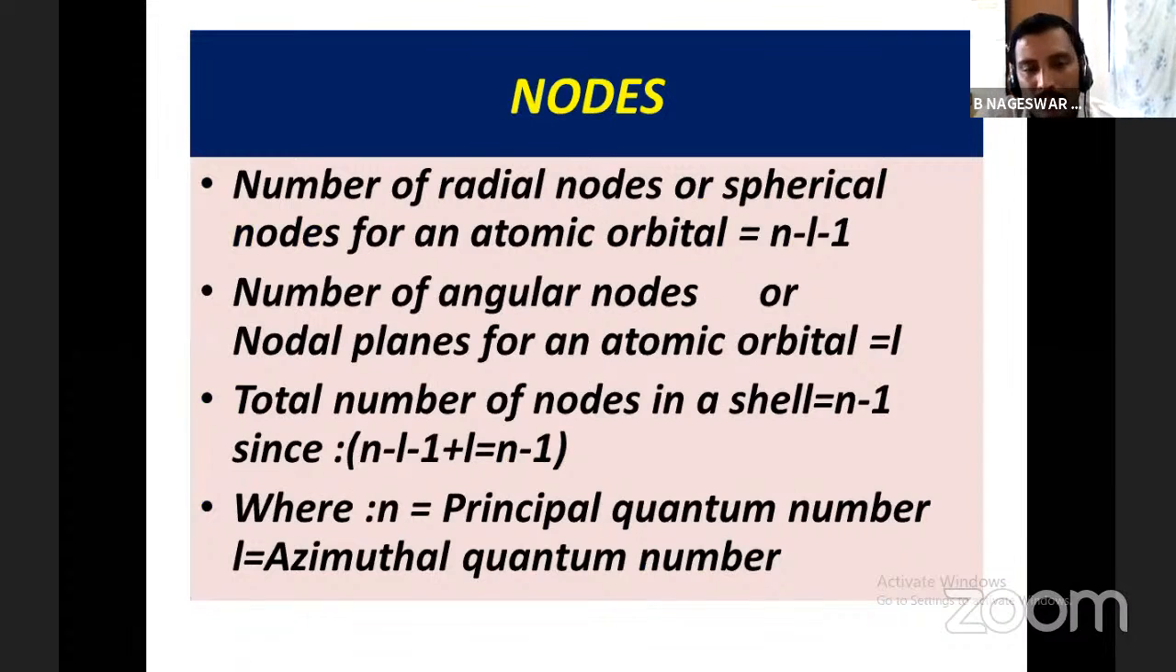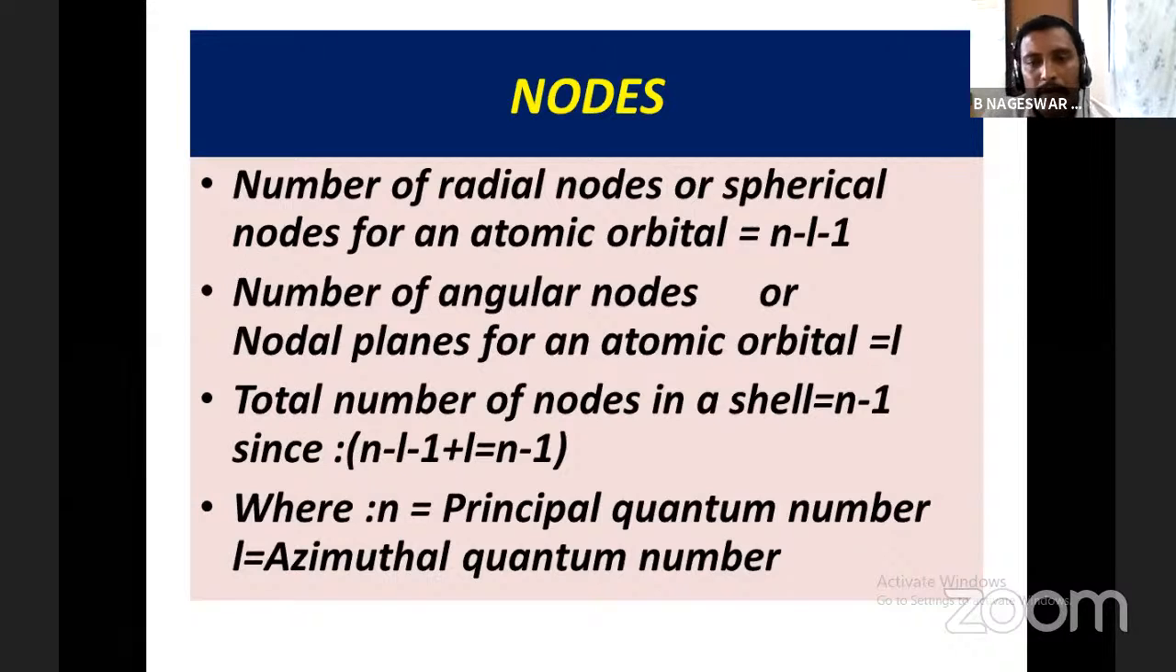For competitive exams, I have given some formulas. What are nodes, and how do we find them? Nodes and nodal planes both have the same meaning. To find the number of radial nodes or spherical nodes for an atomic orbital, it is equal to n minus l minus 1. Children, we can easily find the number of radial or spherical nodes.